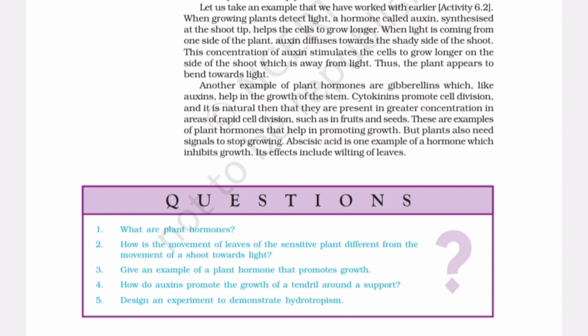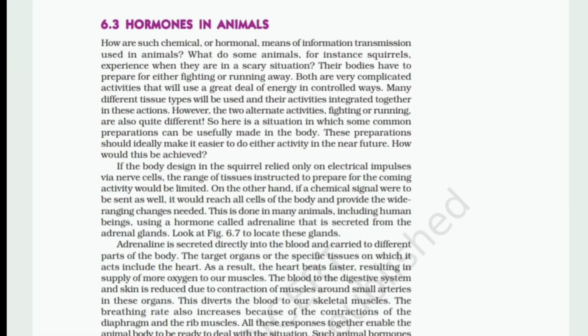Questions. 1. What are plant hormones? 2. How is the movement of leaves of the sensitive plant different from the movement of a shoot towards light? 3. Give an example of a plant hormone that promotes growth. 4. How do auxins promote the growth of a tendril around a support? 5. Design an experiment to demonstrate hydrotropism.